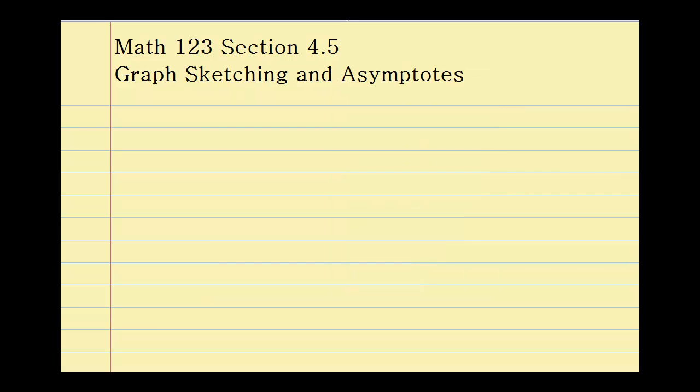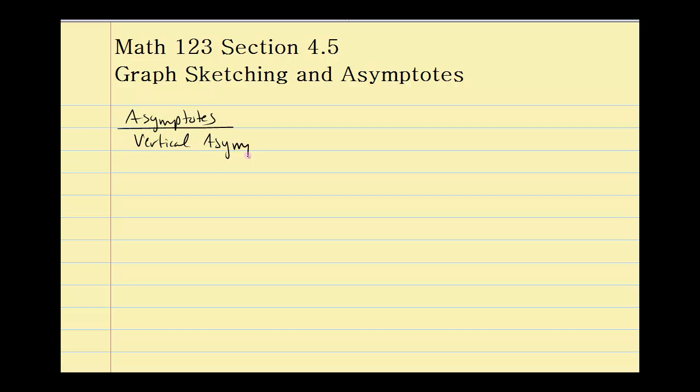In section 4.5 we're going to be looking at kind of the last key to curve sketching, and that's looking at asymptotes. We have two types of asymptotes that we can look at in this particular section. There's other types of asymptotes as well, but we're going to be focusing on vertical asymptotes.